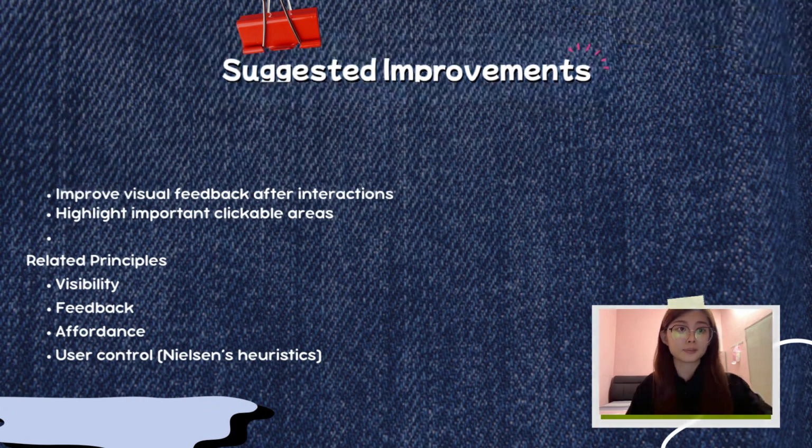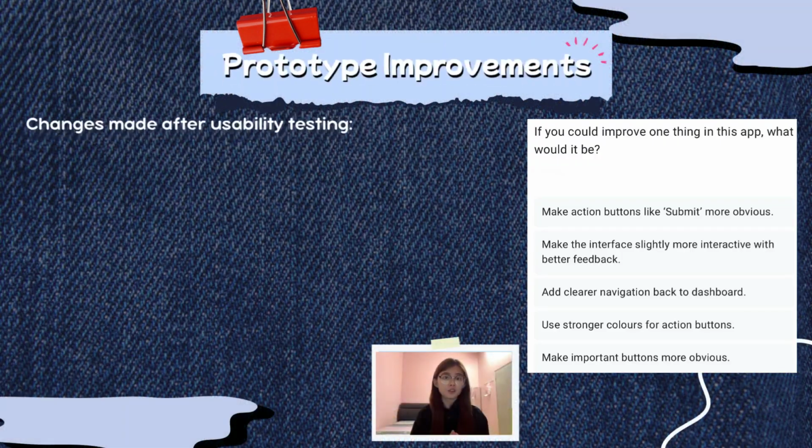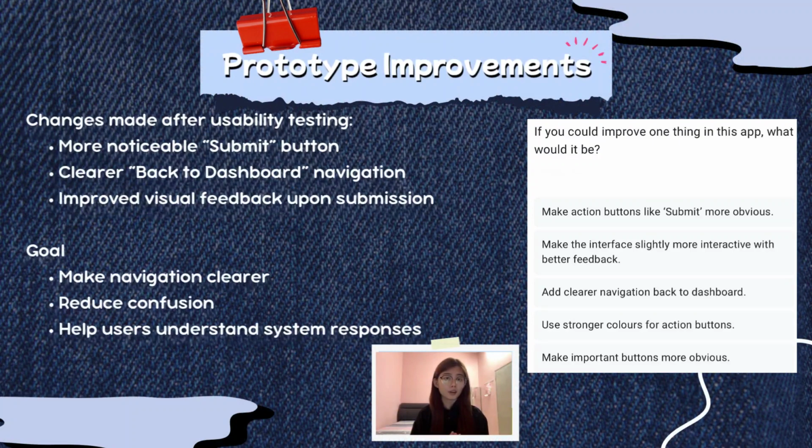Prototype improvement. After usability testing, we improved the prototype accordingly. The submission button was made more noticeable, navigation back to the dashboard was made clear, and visual feedback after submission was enhanced. These changes were made to reduce confusion, improve navigation clarity, and help users better understand system responses.